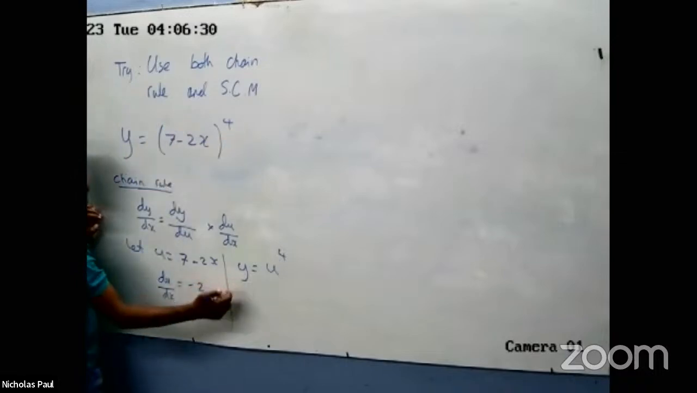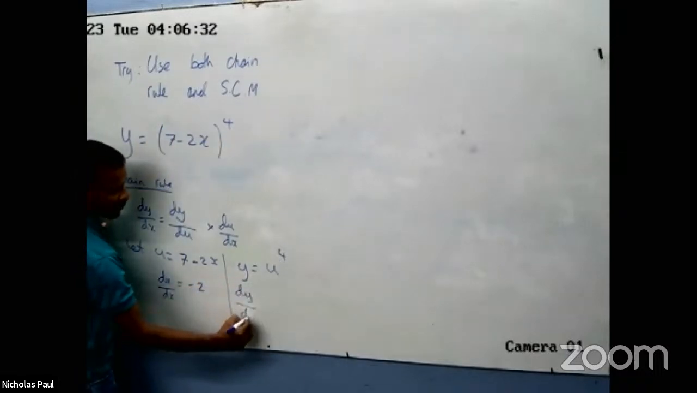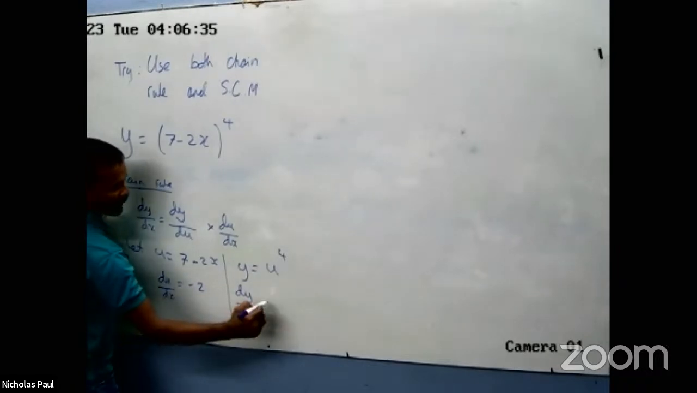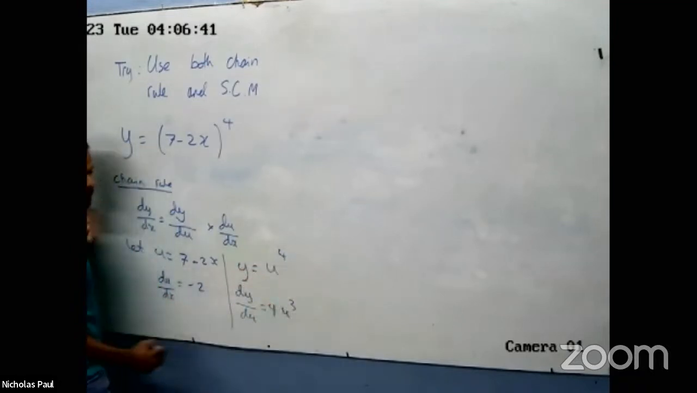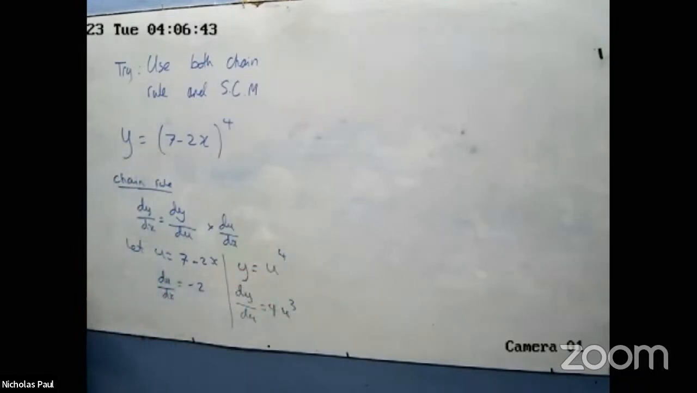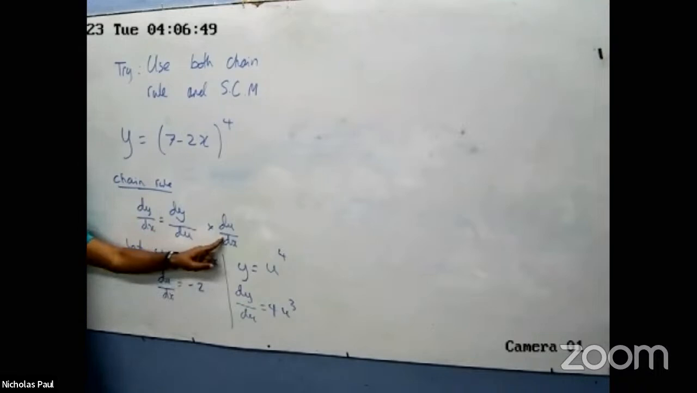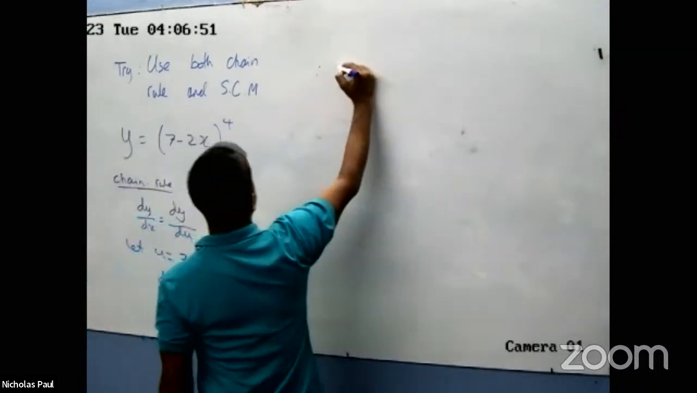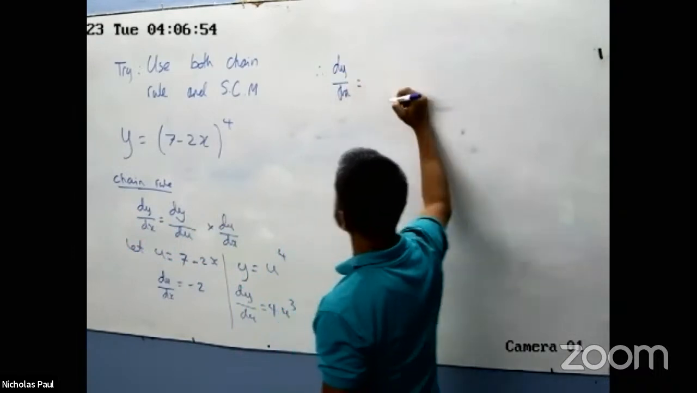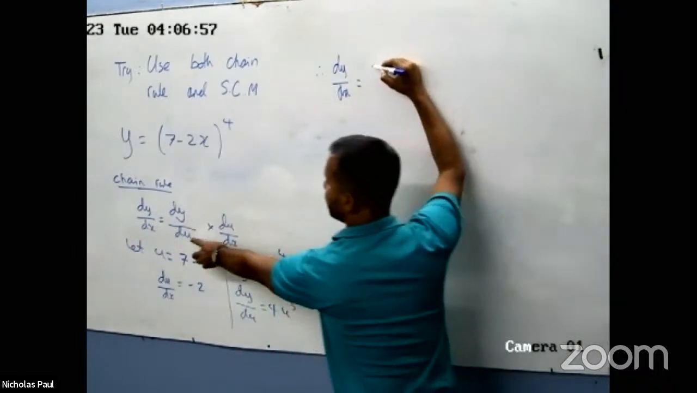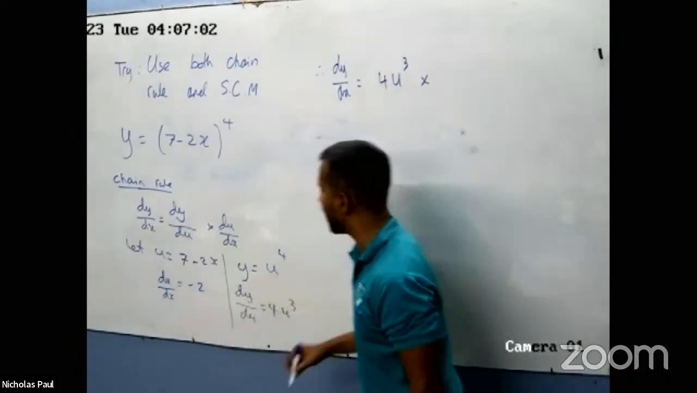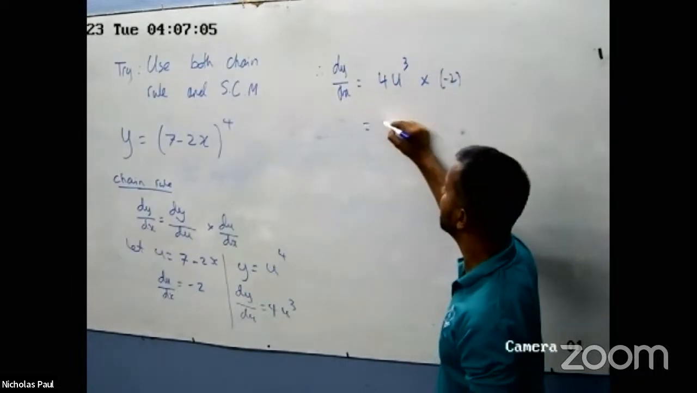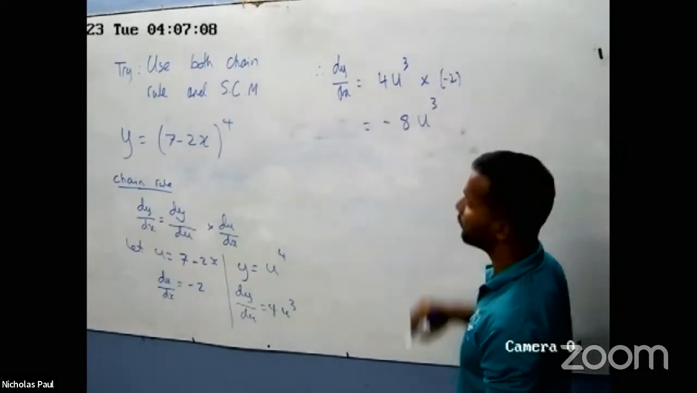And if I differentiate that, if I differentiate dy/du, you will get, bring down the power, write back the u, minus 1 from 4, and you'll get 3. That's okay? So I have dy/du, I'm going to put that here. I have du/dx, I'm going to put that here. Okay? So therefore, dy/dx is equal to dy/du, that's this, 4u cubed, and du/dx, which is minus 2. So that'll be minus 8u cubed.